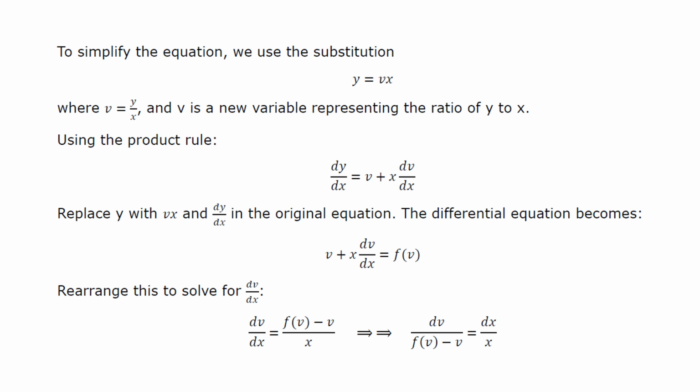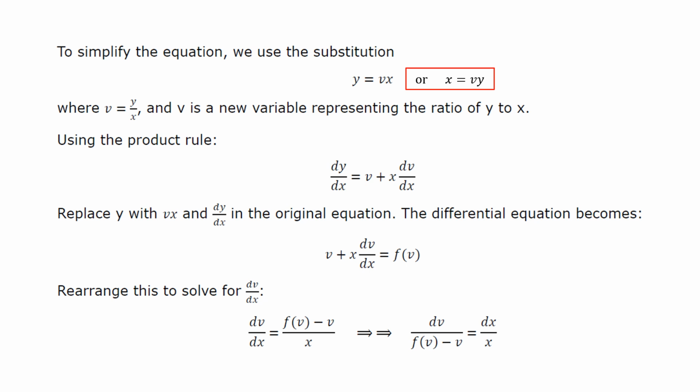To simplify the equation, we use the substitution y = vx. If you're using the other equation, dy/dx = f(x/y), then you would use the substitution x = vy. But for the purpose of these notes, we're going to stick with dy/dx = f(y/x). So we're going to use the substitution y = vx, where v = y/x. That's just dividing both sides by x, and v is a new variable representing the ratio of y to x.